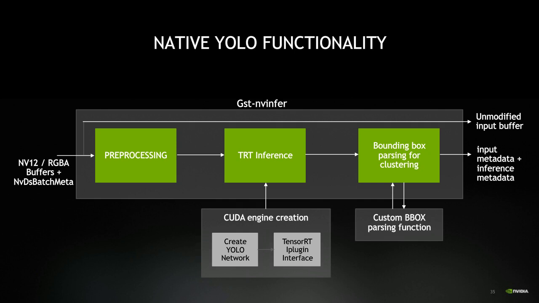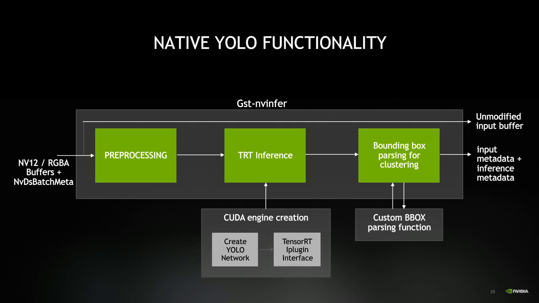Because not all layers in YOLO models are supported in TensorRT, we have to add a few additional steps. First, you need to create a CUDA engine using the CUDA engine API in DeepStream. Then you create the YOLO network. Then, using the IPlugin interface in TensorRT, you create the custom implementation for the unsupported layers. And finally, the last part parses the bounding boxes for the detected objects.